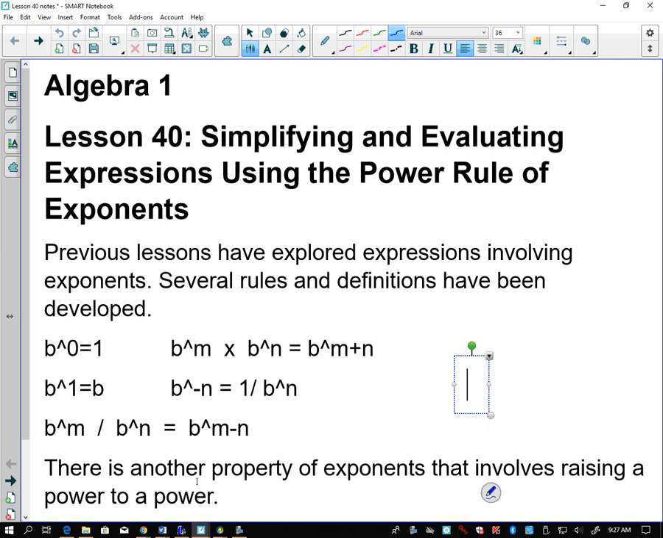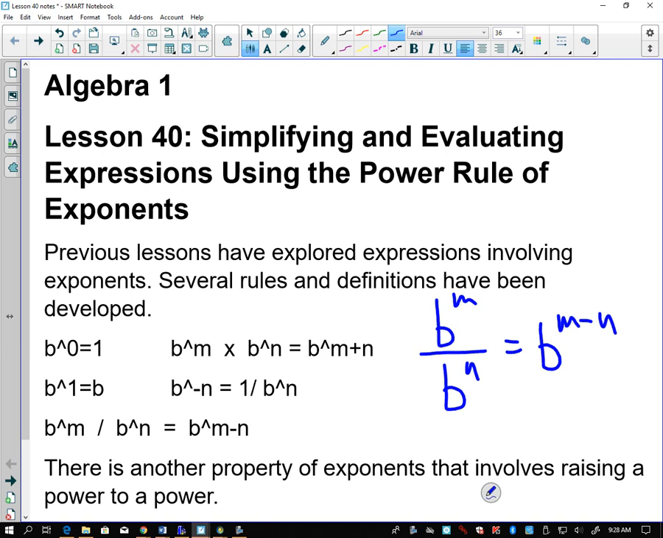So in previous lessons, we've explored expressions involving exponents. Several rules and definitions have already been developed. We already know that anything to the 0 power is 1, correct? Anything to the first is itself. It's not typically how we see them written out, but if I had b to the m divided by b to the n, that's going to be b to the m minus n. I actually subtract those exponents, right? I subtract the denominator exponent from the numerator exponent, correct? All right, we're kind of familiar with that.